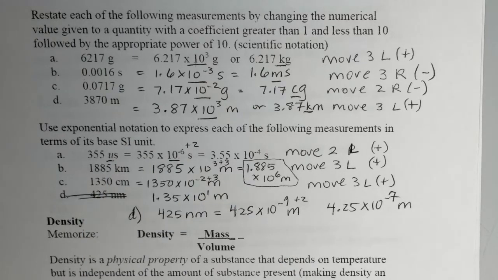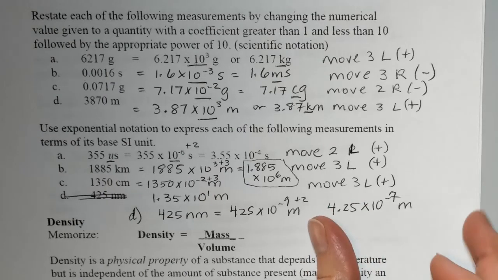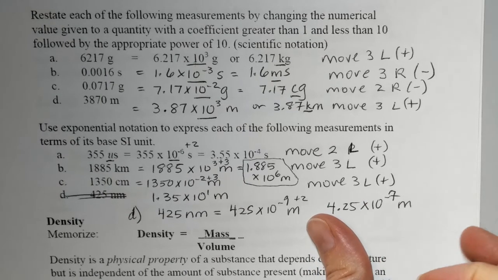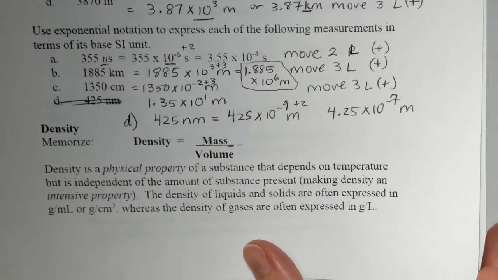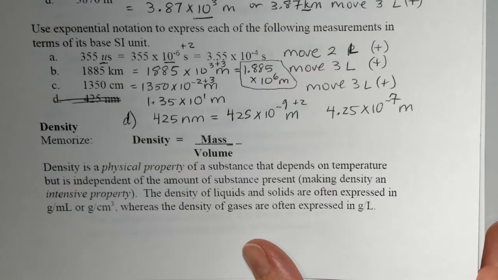The next section talks about density. I didn't put a lot of examples in here about density because I'm sure you all remember this from intro chem. But our formula, of course, is density is mass over volume. We're going to look at liquids and solids for the most part. When we get to the gas chapter, we'll obviously look at the gas densities.